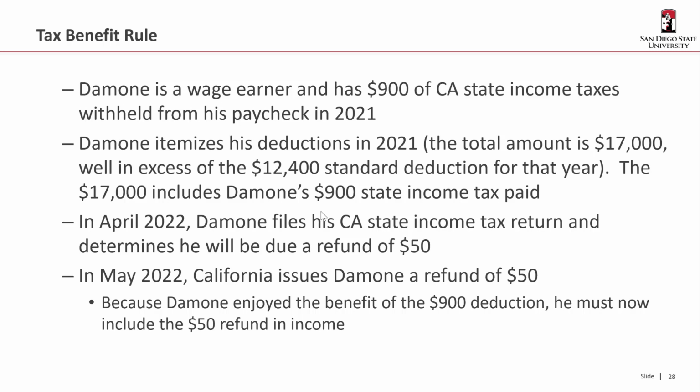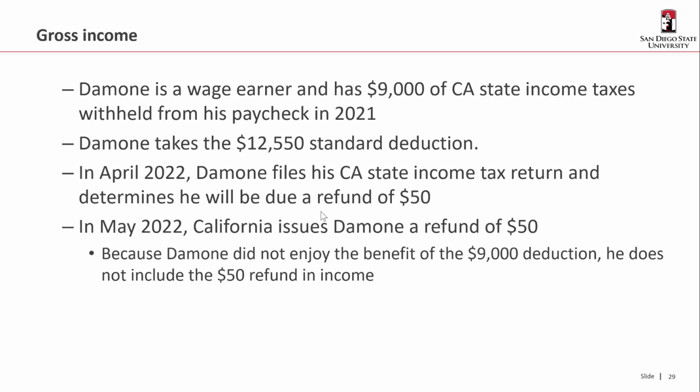So April 22, he files his tax return, and it turns out he overpaid, right? That's how the situation generally works. And he gets a refund of $50. So the question is, is that $50 income? And the way the rules work, the tax benefit rule, is if you received a benefit from the deduction, then you have to include the amount in your income. And because he itemized and that $900 was in his itemized deductions, he now needs to include that $50 refund in income. And that is not a reduction of his 2022 income tax deduction. It is truly income. You treat it as income, you report it as income.